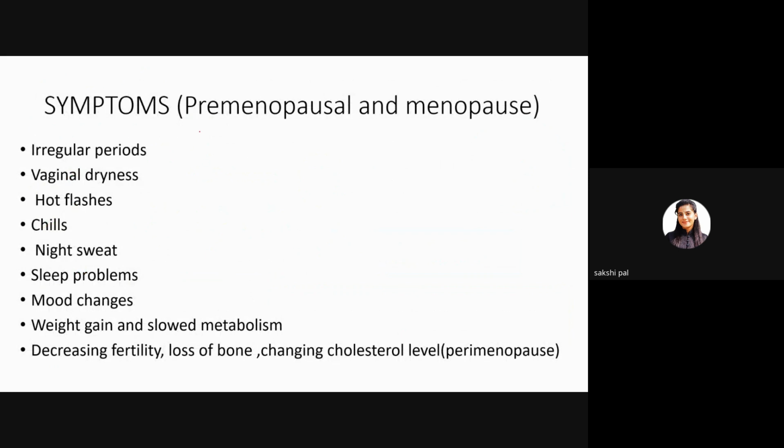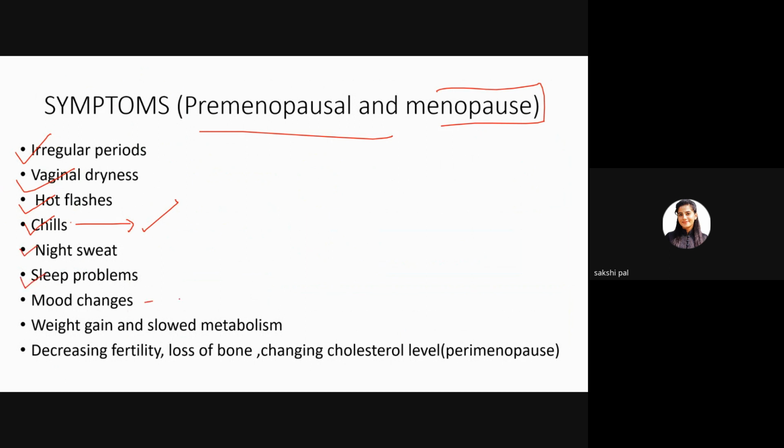What are the symptoms for premenopausal, and we used to say menopausal symptoms? Irregular periods, as I told you, that irregularly they will have these cycles. Vaginal dryness: usually it is a little greasy, but now at a time it could be dryness. Then hot flashes, chills. Who will tell what a chill is? It is because of the spike in body temperature. Yes, it means we feel a little feverish, to maintain the temperature of the body, homeostasis. Okay, night sweats, sleep problems, mood swings.